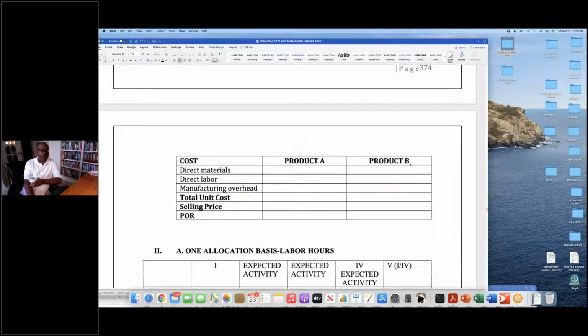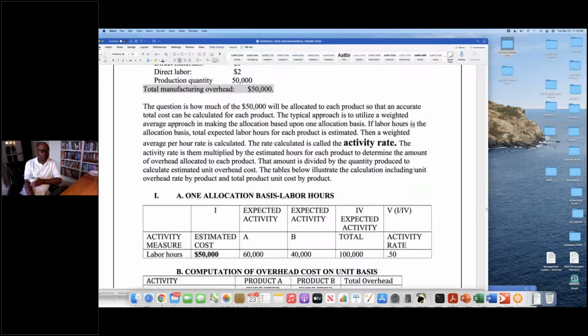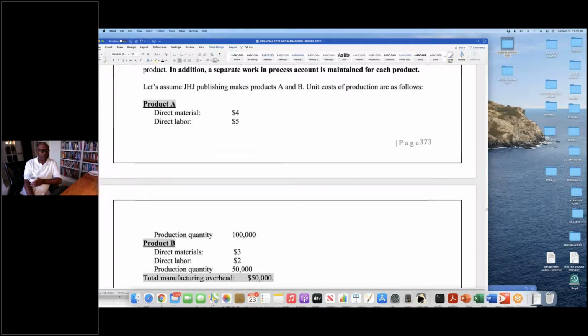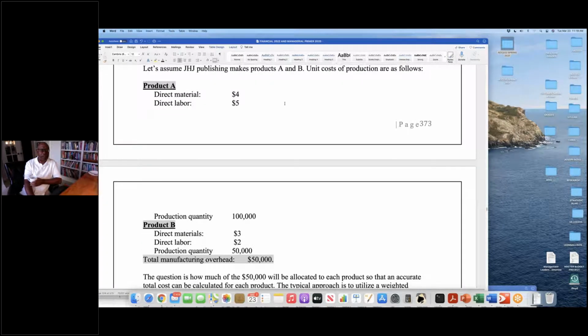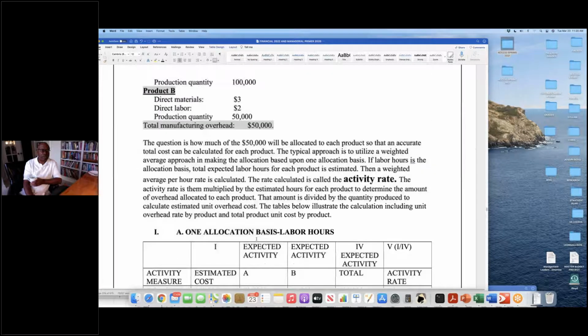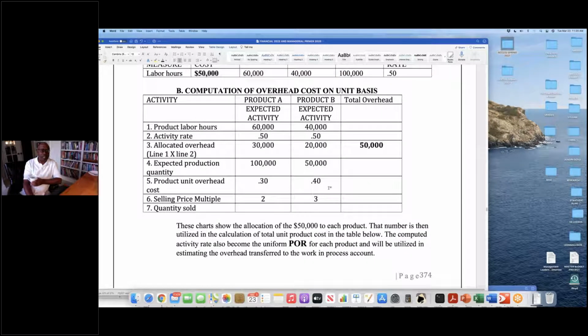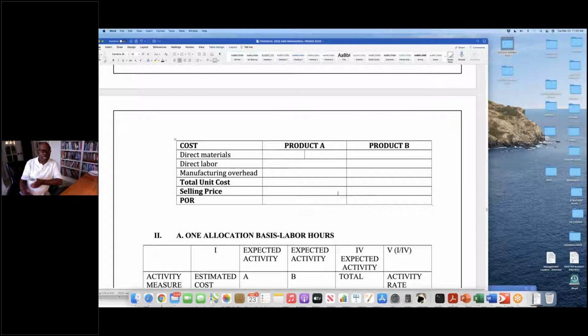Now, I sent this handout to you all, correct? For those who looked in Blackboard. So you should have the information. So this is product A, materials and labor, product B, materials and labor. You've got your overhead 0.4. So we're doing a similar thing, that we have two products, product A, product B. I want you now to calculate total unit cost and selling price for product A and the POR, total unit cost and selling price for product B and the POR.